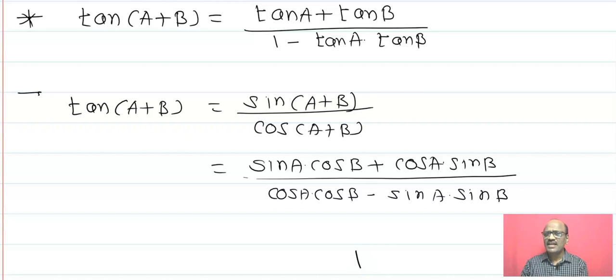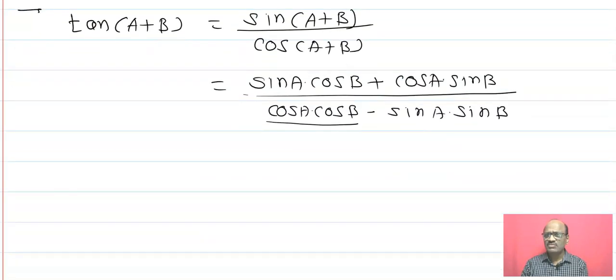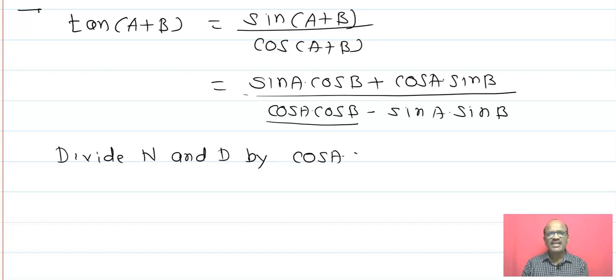Now see this, in tan of a plus b, there is a 1 in the denominator at the start. Now here cos a and cos b are there. Therefore divide the numerator and denominator by cos a cos b, and then in place of cos a cos b in the denominator we will get 1. By using this trick you can remember this formula. Therefore divide n and d by cos a cos b.